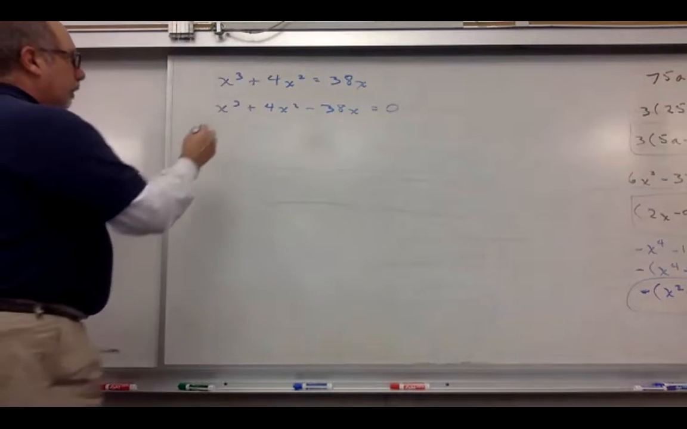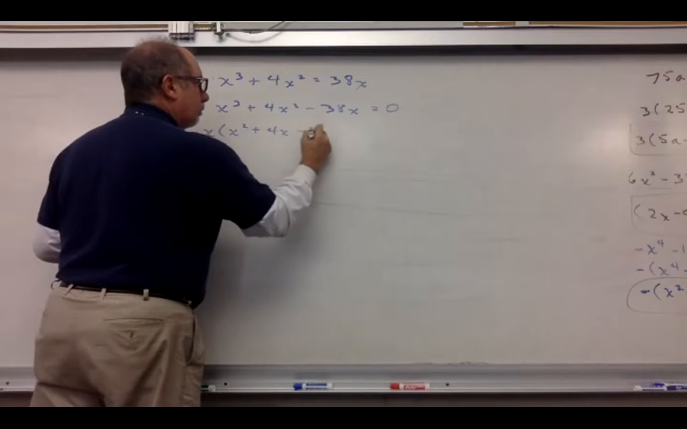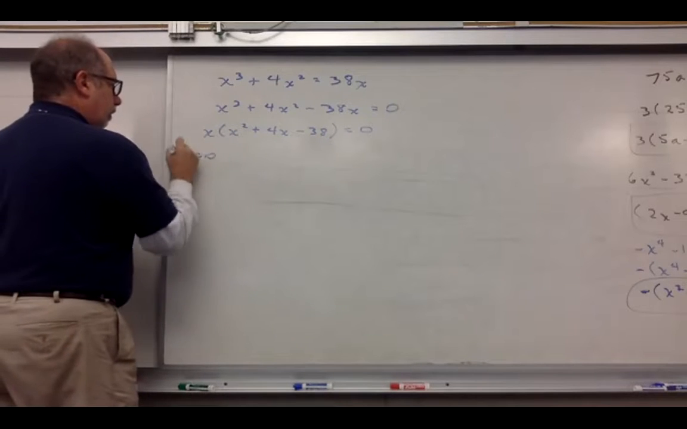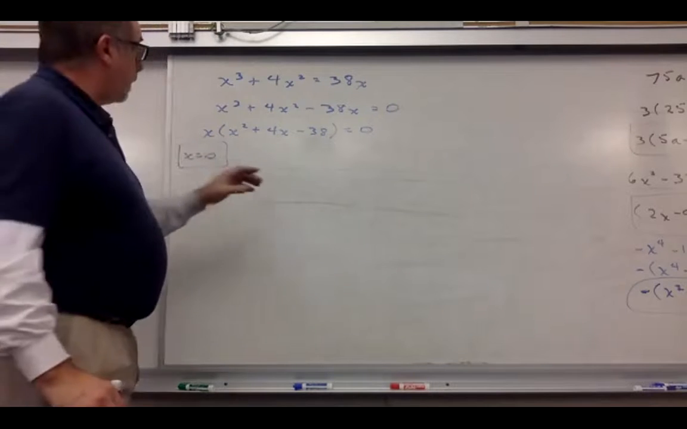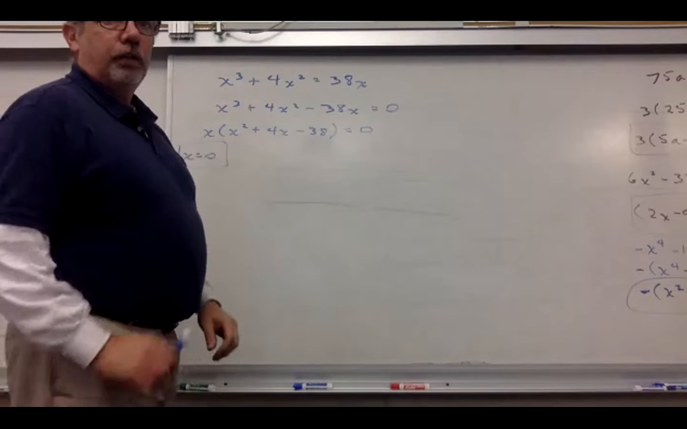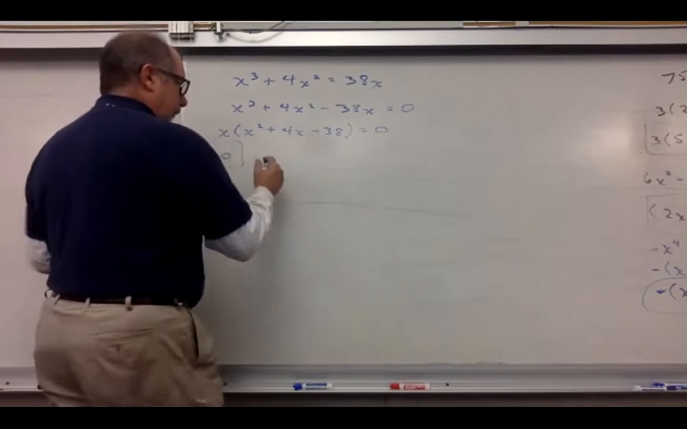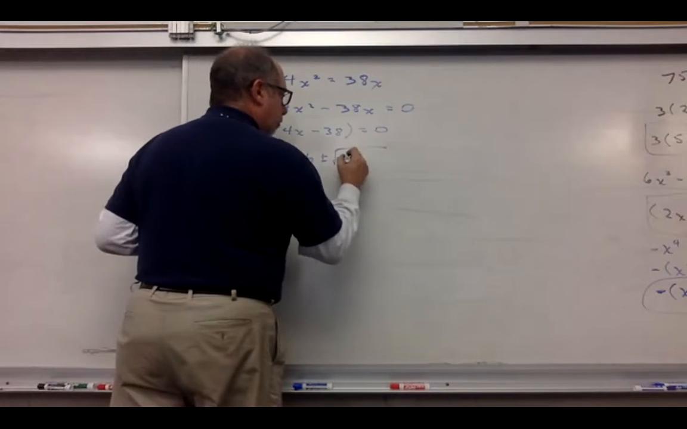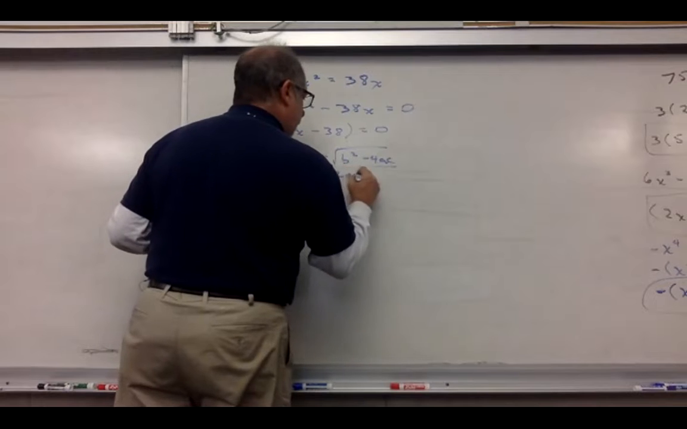Okay, I'm going to pull an x out of there, so I get x times (x squared plus 4x minus 38) equals 0. I know x is equal to 0 is one of the solutions. Then I need factors of negative 38 that add to positive 4. Unfortunately, there aren't any whole numbers that do that, so I have to use the quadratic formula. So x is equal to negative b plus or minus the square root of b squared minus 4ac, all over 2a.